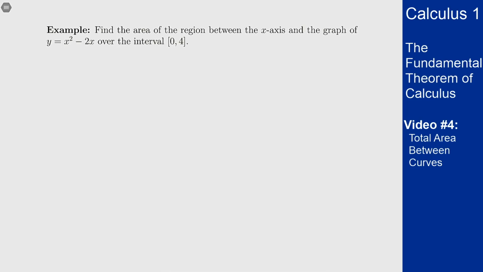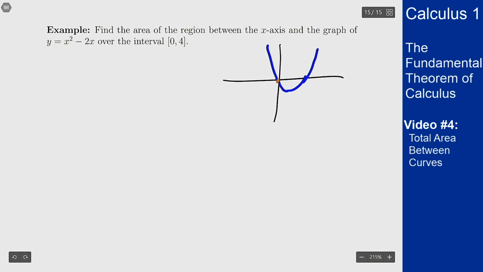So as an example, find the area of the region between the x-axis and the graph of y equals x squared minus 2x from 0 to 4. If we look at this graph, it looks something like this, where here's 0 and here's 4. So I've got a part here that's negative and a part here that's positive. So I'm going to have to do this in two separate parts.